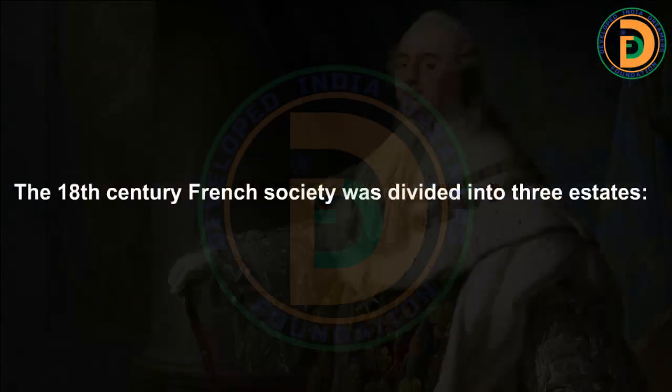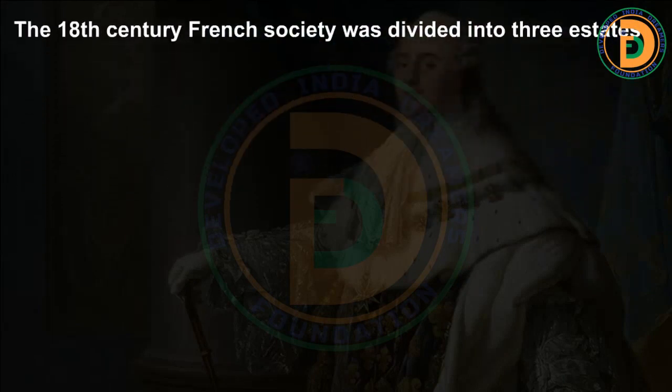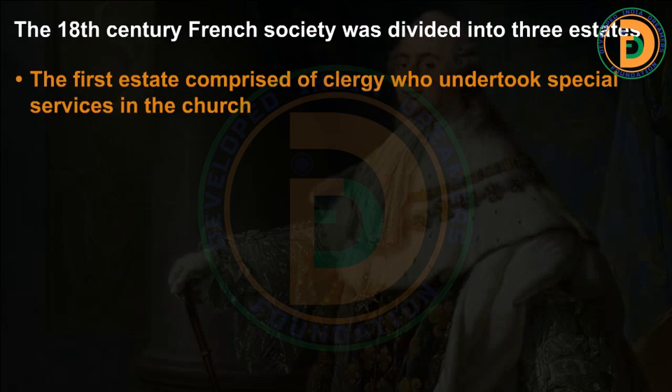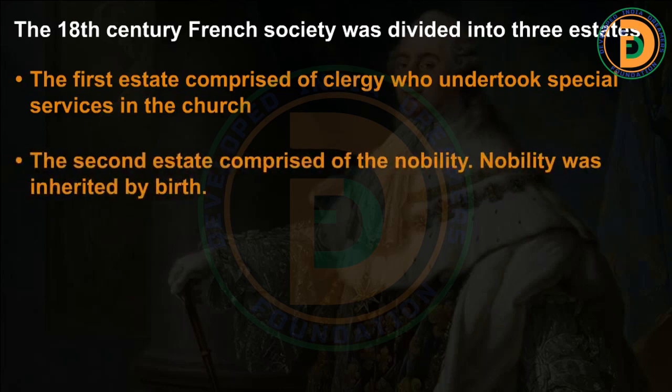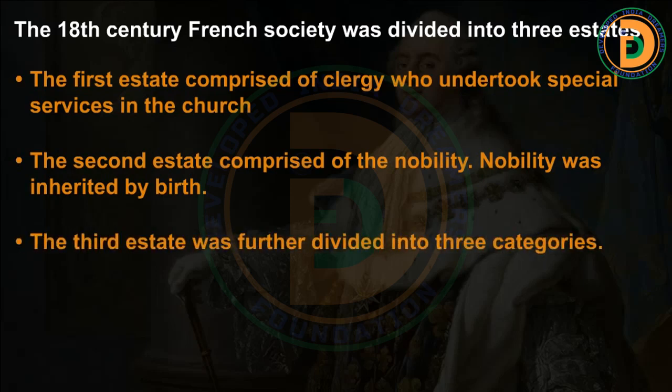The 18th century French society was divided into 3 estates. The first estate comprised of clergy who undertook special services in the church. The second estate comprised of the nobility. Nobility was inherited by birth. The third estate was further divided into 3 categories.